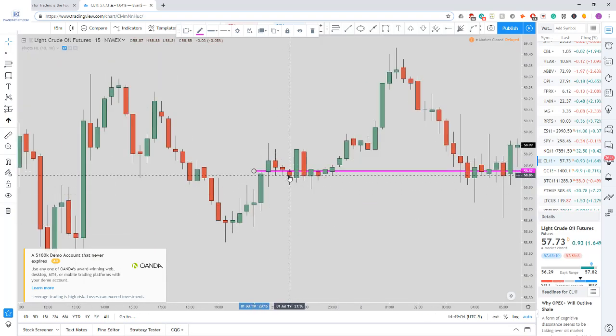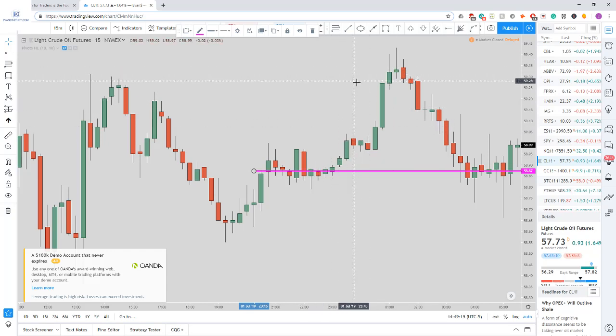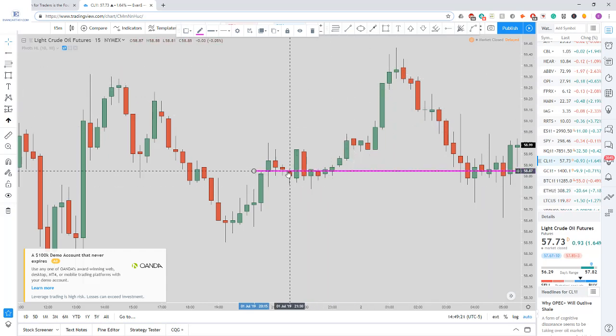So then the entry would have been at the top of the body of that red candle. Let me zoom in a little bit more. We'd have been at the top of that red candle right there. So as you can see, after that bar closed, we put the entry right there, top of the red candle, comes down, fills it perfectly, and then goes on and takes off. Now this chart right here, this is the crude chart, the CL, the oil chart, but that's a perfectly legitimate entry right there.